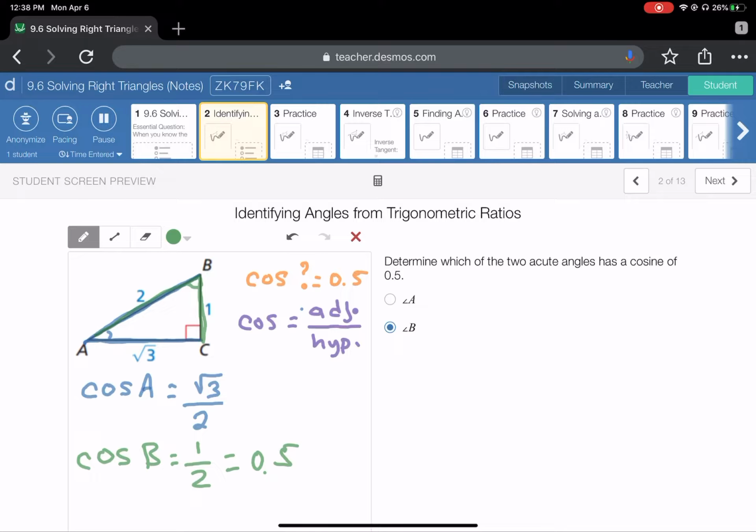And you can do this for any of the trigonometric ratios. If it would have asked for the angle whose sine is 0.5, then you would do opposite over hypotenuse, or you can do it for tangent and then do opposite over adjacent, and then see which one gives you that value that they're looking for.